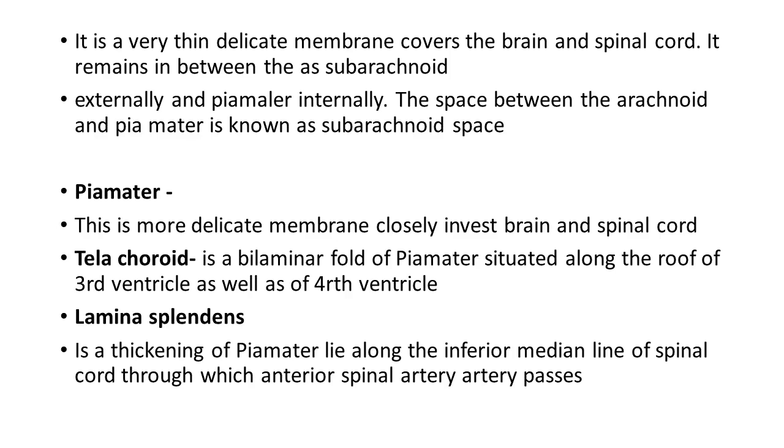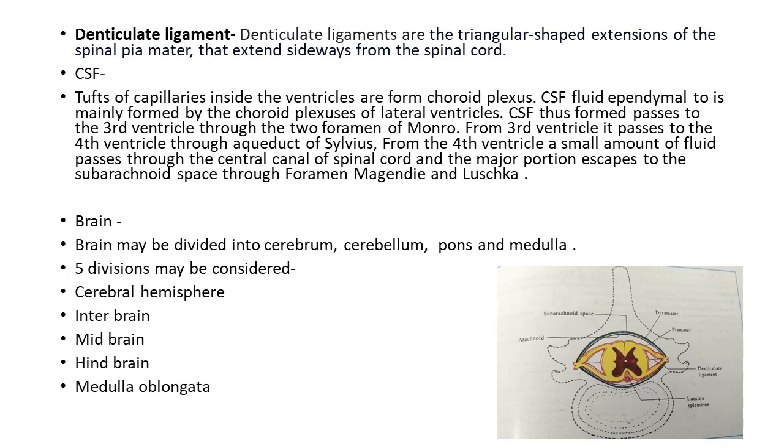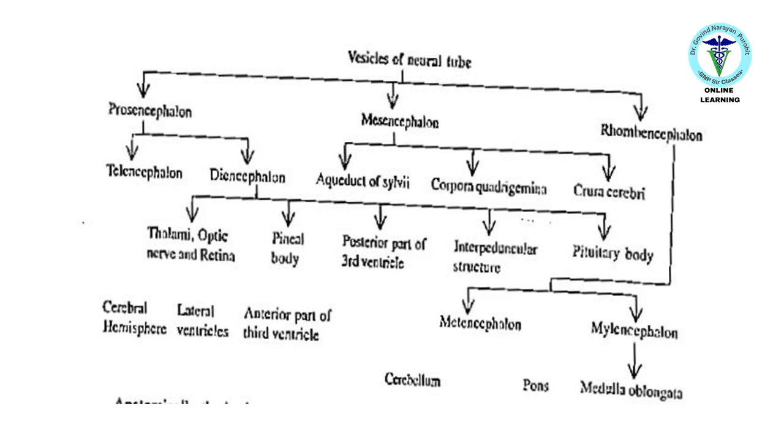The pia mater is a delicate membrane that closely invests the brain and spinal cord, with structures like the telechoroid and lamina splendens playing key roles. The denticulate ligament and cerebrospinal fluid, CSF, are crucial for spinal cord stability and nutrient transport, with CSF circulating through the brain's ventricles. The brain structure is complex, with regions like the prosencephalon and mesencephalon developing into various critical brain parts, each with specific functions.